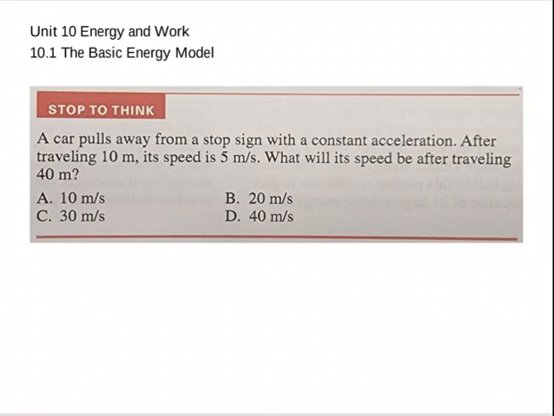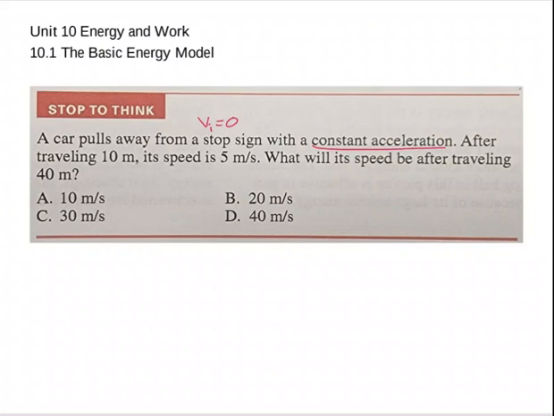Another thing I can think of. What's the important information in this problem? Constant acceleration. And what else? It was at a stop, because it was at a stop sign. So that means the initial velocity is 0.